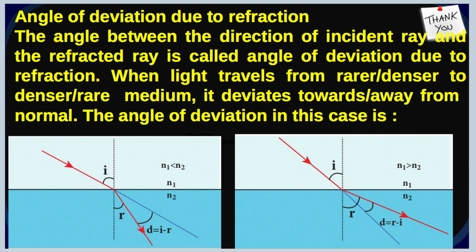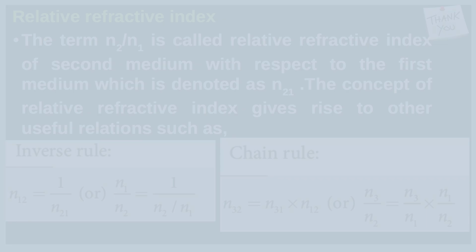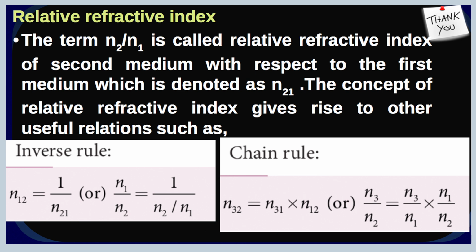When light passes from a denser medium to a rarer medium, then D is equivalent to r minus i, because r will be greater compared to the angle of incidence. So, the relative refractive index. That comparison of the refractive indices of these two media is obviously the relative refractive index.